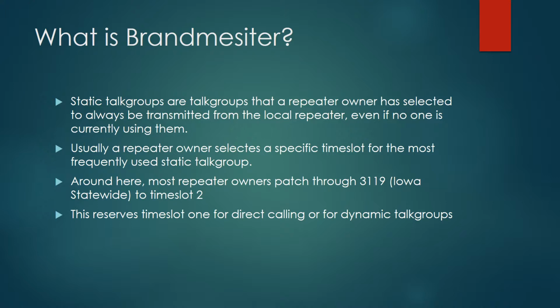You don't have to kerchunk it or anything. If there's traffic, your radio will start to receive it automatically. Usually, a repeater owner selects a specific time slot for the most frequently used static talk group to keep this separate from everything else. So for instance, around here in Iowa, most repeaters select talk group 3119, which is Iowa statewide, for time slot 2. So that reserves time slot 1 for all sorts of other uses, which I'm going to explain here.